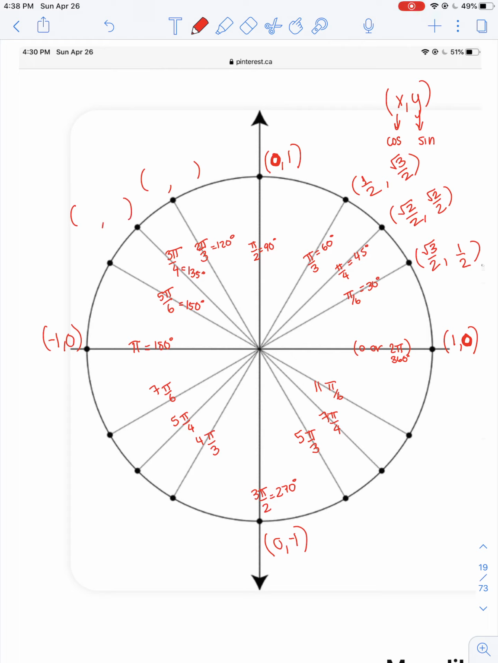Our second quadrant. When we are talking about our second quadrant, cos should be negative. So our first coordinate, all of them, should be negatives in that second quadrant. And the second coordinate, the sign should be positive. So again, we're starting from the 0. Do you guys see how 0 is the x?